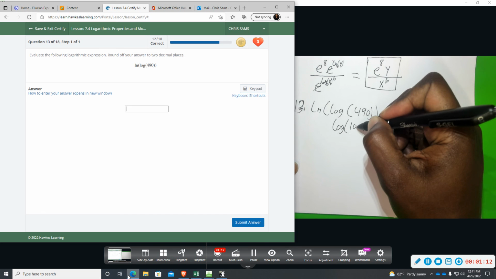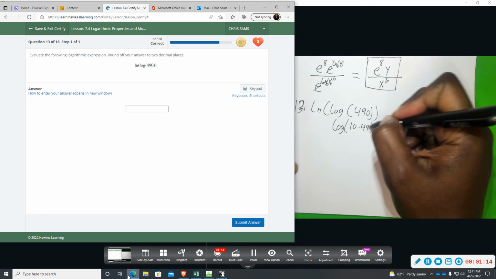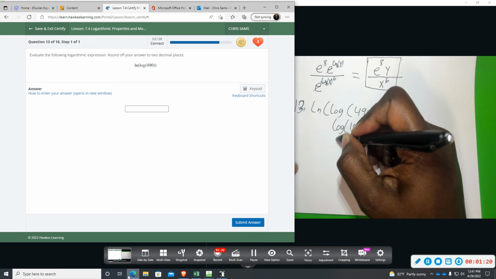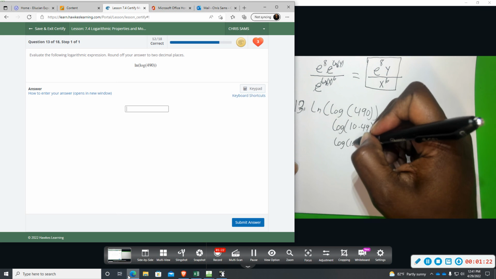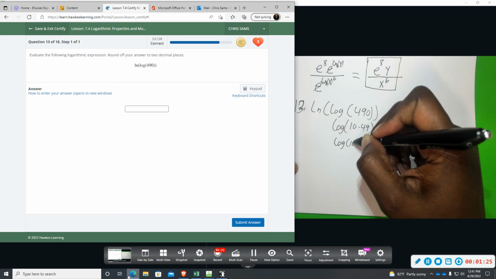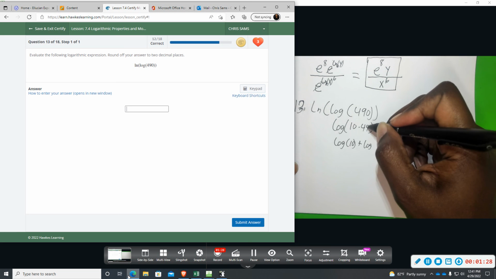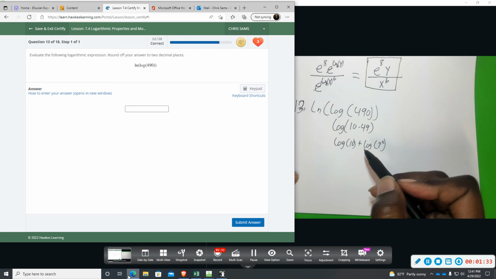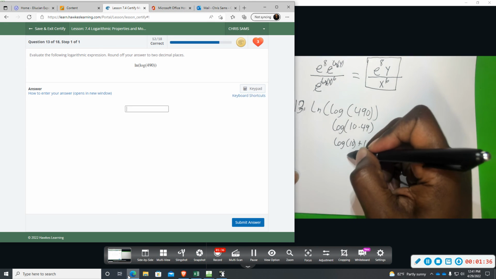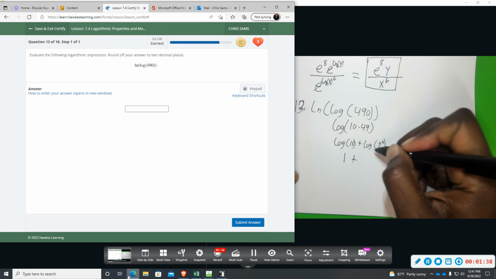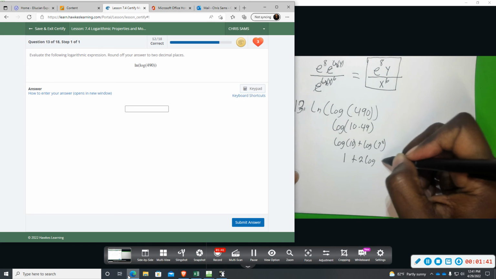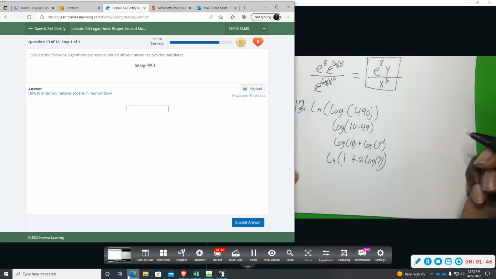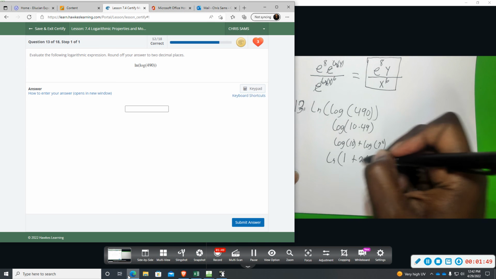And then you can rewrite this log as log of 10 plus log of 49, which I'll write as 7 squared. Then 10 and 10 are the same base, so you can rewrite that as 1 plus 2 log of 7. But that doesn't really help us because that's still inside ln, and we've got to evaluate that. And there's no property for adding inside of a log.